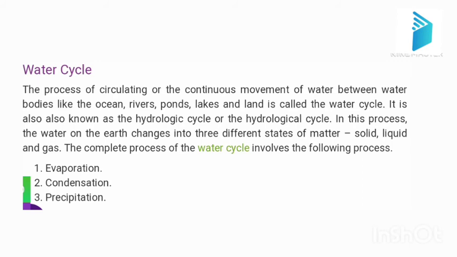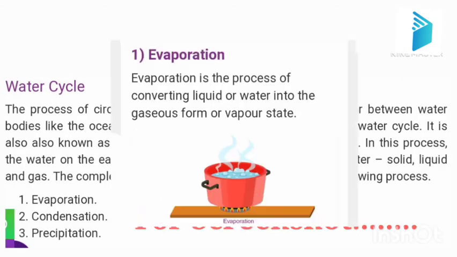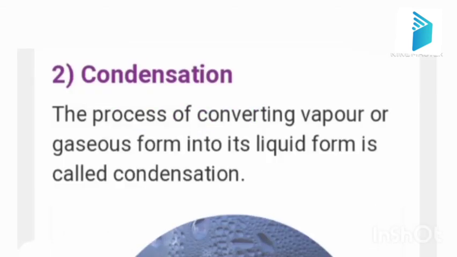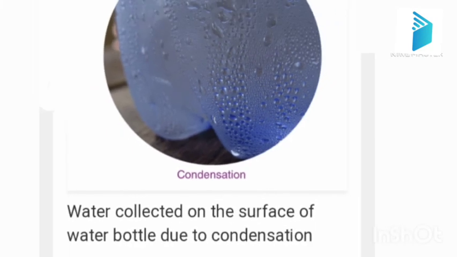First, evaporation. Second, condensation and third, precipitation. Evaporation is the process of converting liquid or water into the gaseous form or vapor state. The process of converting vapor or gaseous form into the liquid form is called condensation. You can observe that water collects on the surface of a water bottle due to condensation.